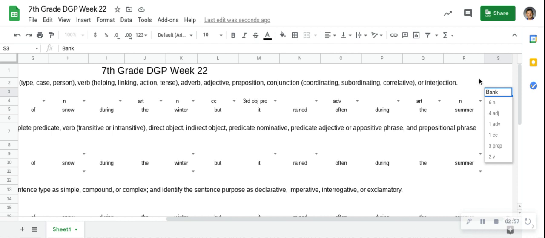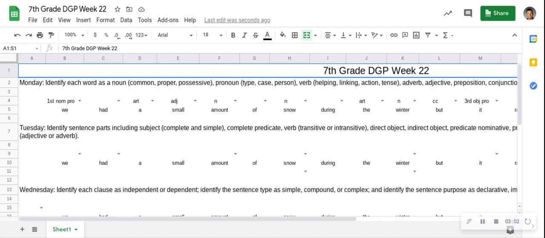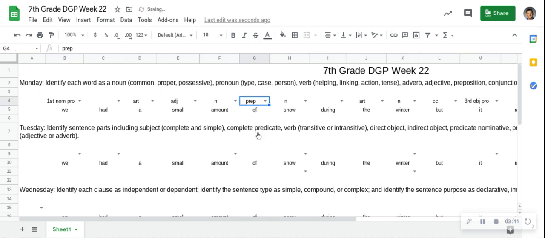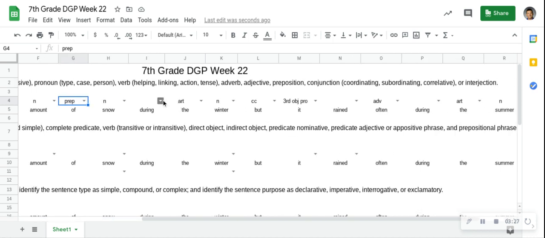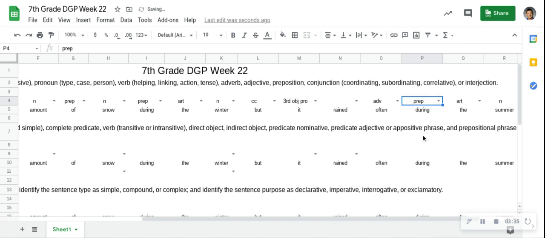3 prepositions. All right. There's actually only 2 words, but all 3 of them are prepositions. Of falls underneath that. Now, I've told you before that with this preposition, it usually winds up being an adjective prepositional phrase because it's helping to describe a noun. The noun it's building off of is amount. What did you have an amount of? Of snow. Okay. The other 2 are during, or during. Okay. So during the winter and during the summer. Those are both prepositions.